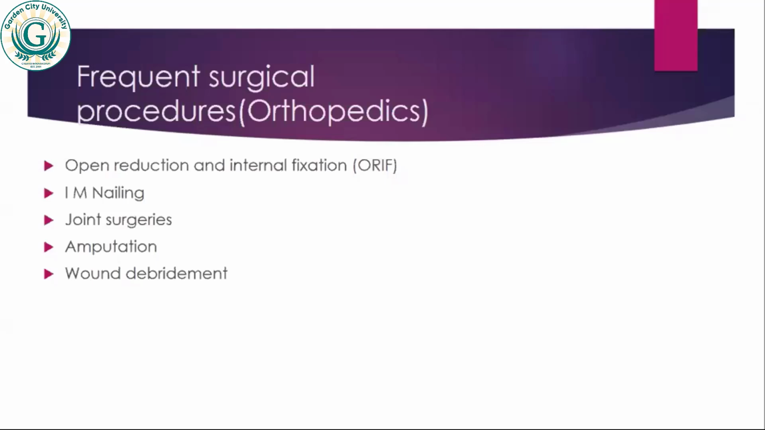We have arthrodesis, arthroplasties. These ones we also do, treat them separately. Amputation, and then we have wound debridement. Mostly these procedures are based on the patient's underlying orthopedic condition, right? And also their general health, because it will determine whether we have to do this type of surgery for the patient or not.